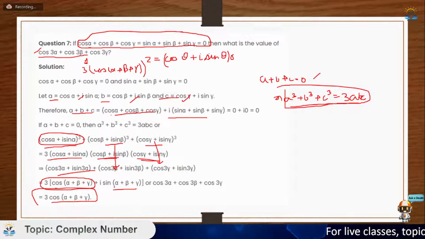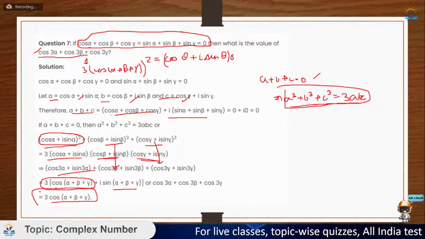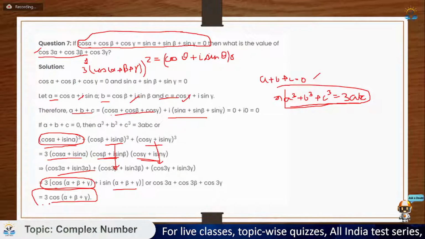this thing is imaginary part. This thing is equal to sin 3α + sin 3β + sin 3γ. But since only cos 3α + cos 3β + cos 3γ is asked to me, so my final answer is 3 times cos of (α + β + γ).